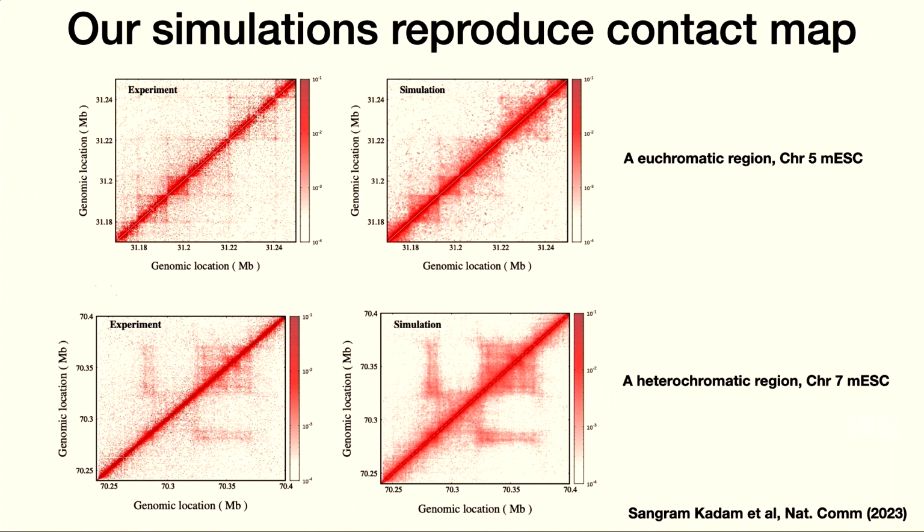For example, there is a square here, there is a square here. And for example, here there is a structure, there is a structure here. So we can generate a large number of configurations, and the average of that will give back this kind of a contact map.